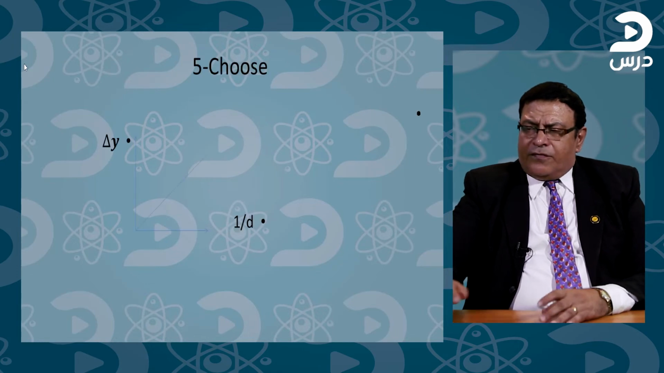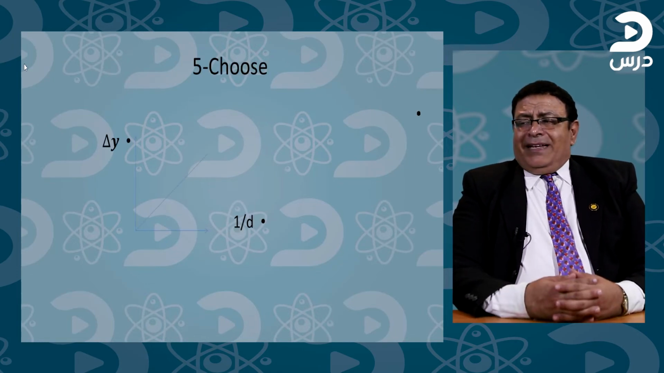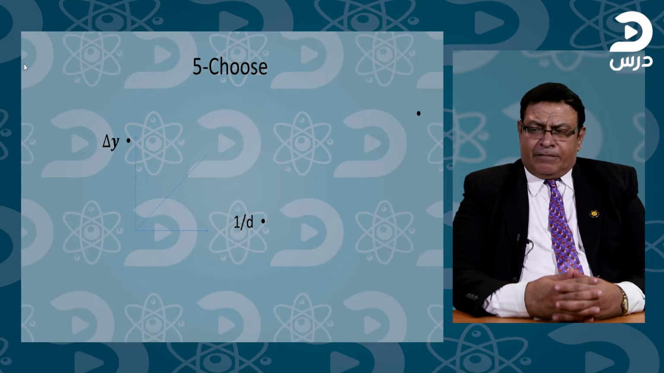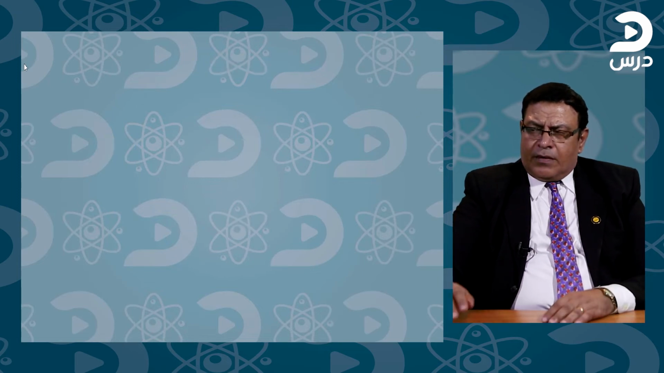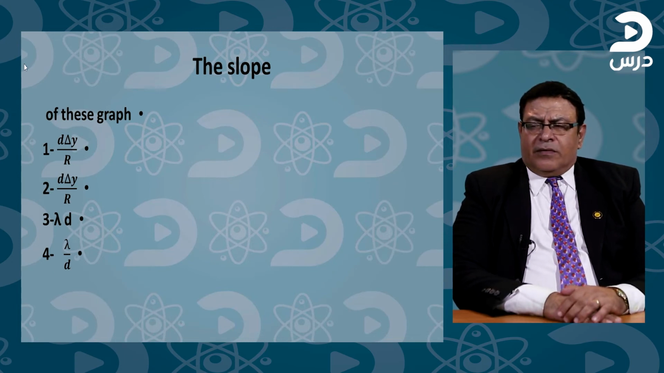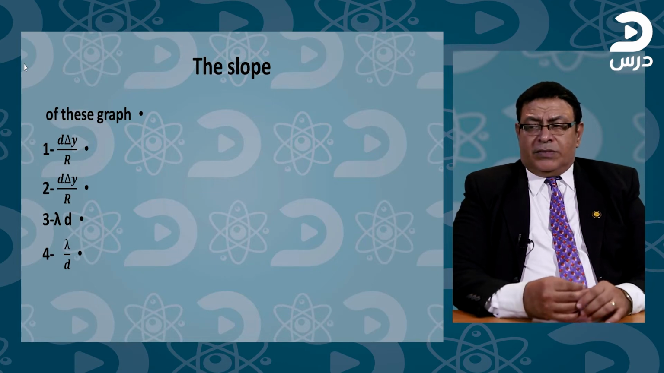Problem number 5. Draw a graph between delta y and the reciprocal of r. We have Thomas Young's double slit experiment law: delta y equals lambda r over d. Here delta y and here the reciprocal of d. So the slope of this graph equals: choose 1, d delta y over r; 2, d delta y over 2r; 3, lambda d; 4, lambda over d.